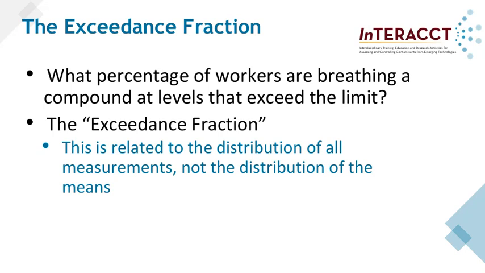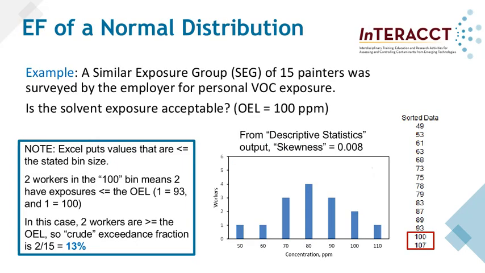Now, to use this information, we could consider the concept of an exceedance fraction. Essentially, an exceedance fraction is the percentage of workers that are breathing a compound at levels that exceed an occupational limit. Note, however, that the exceedance fraction is related to the distribution of all the measurements, not the distribution of the means as we talked about earlier. An example will help to understand this concept.